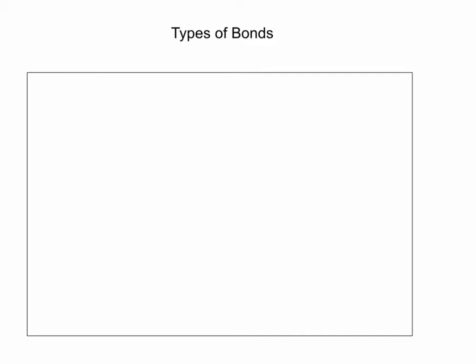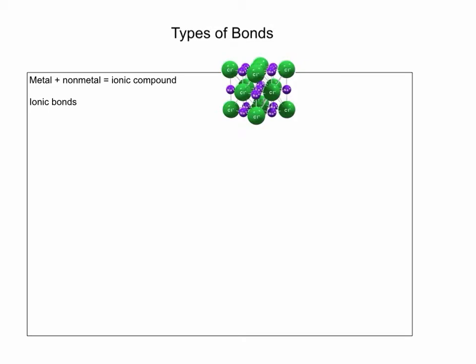So far we've talked about compounds that form between a metal and a nonmetal. When these two combine, one becomes a positive ion, usually the metal, and the nonmetal becomes the negative ion, and they attract to form an ionic compound. In this compound we have ionic bonds. In these bonds we have a positive ion, such as sodium, attracted to a chloride ion, and that pattern repeats to form a repeating crystal.